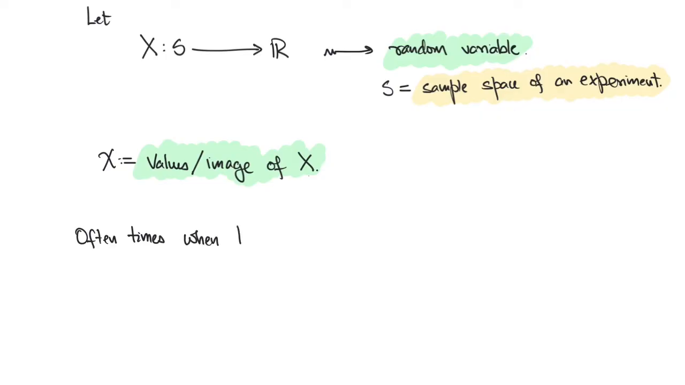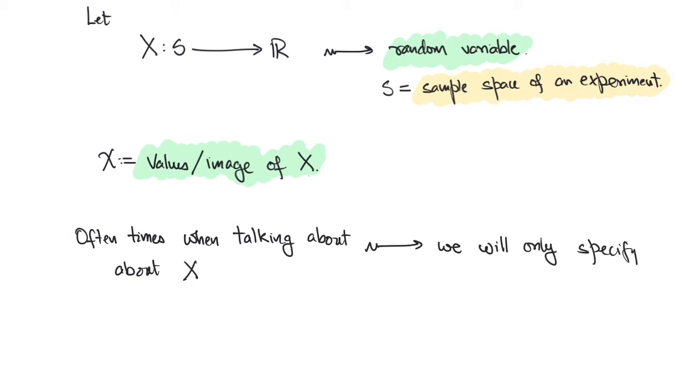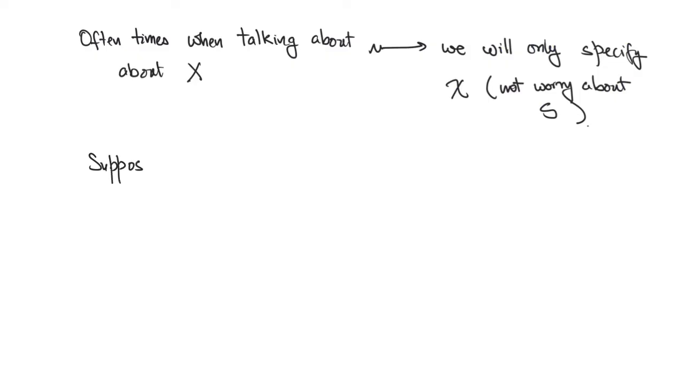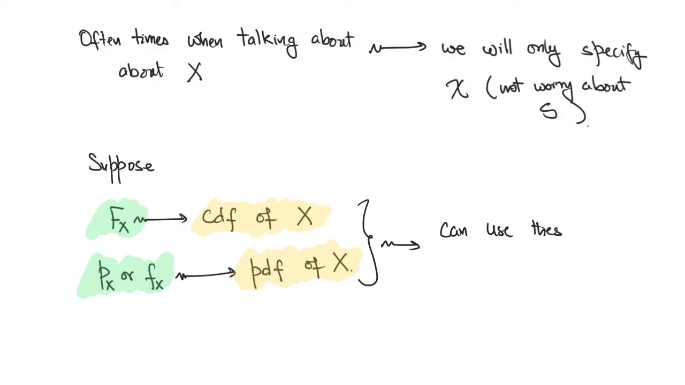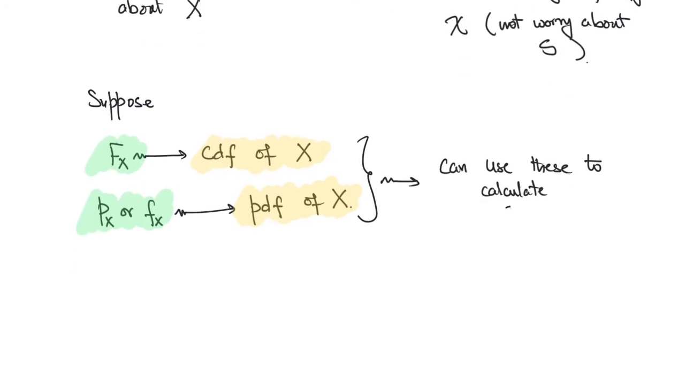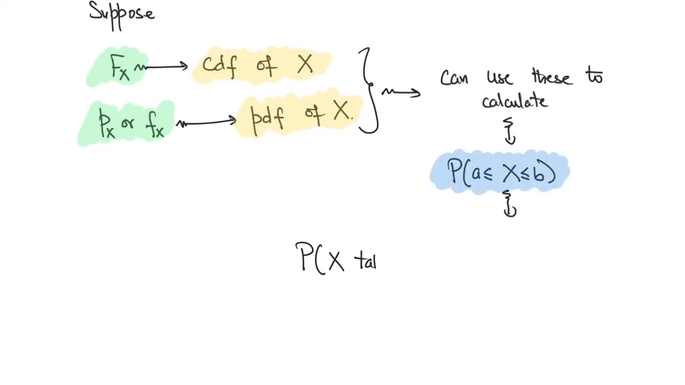When talking about random variables, we will often be concerned only with the image, that is, the values of X, and not necessarily worry about what the actual experiment or the sample space S was. Now, if capital F sub X is the CDF of X, and P sub X or f sub X are the PDF or PMF of X, we can use these to calculate the probability that X lies between a and b. That is, the probability that X takes values in the interval (a, b).